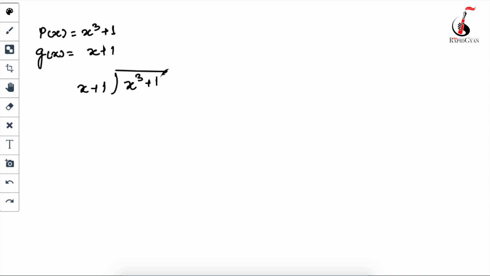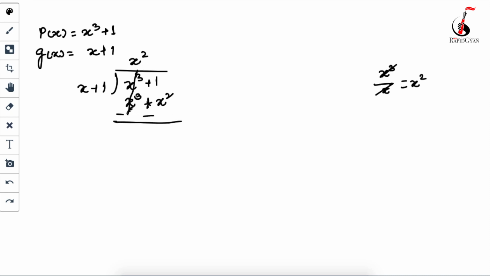This is your dividend. The first term of the dividend is x cube and the first term of your divisor is x, so I will have to divide x cube by x. What I will get is x square. So I will get x cube plus x square, because when I multiply x square with x plus 1, I get x cube plus x square. Subtract it. Here I will get minus, here I will get minus, this is cancelled out.